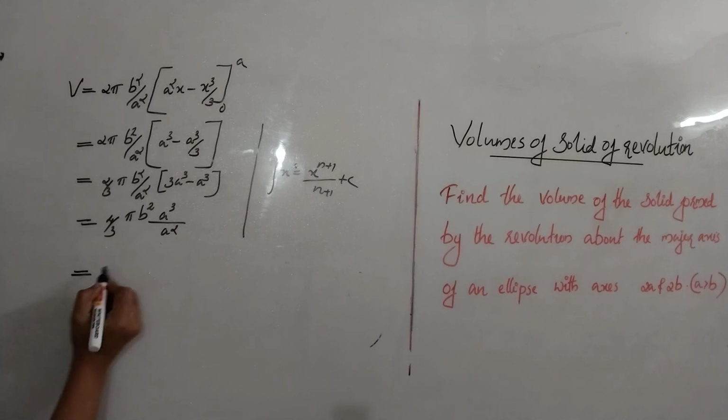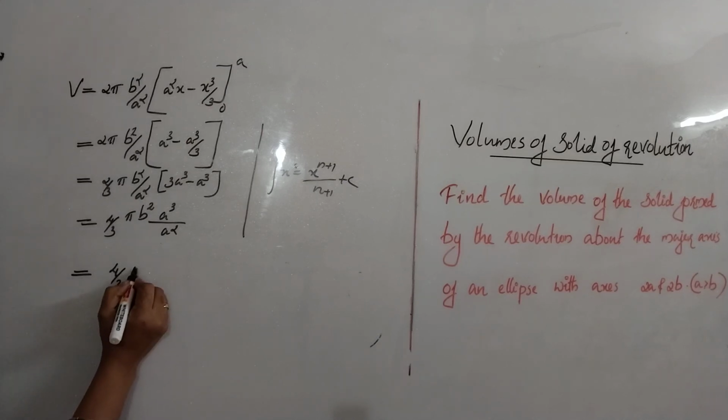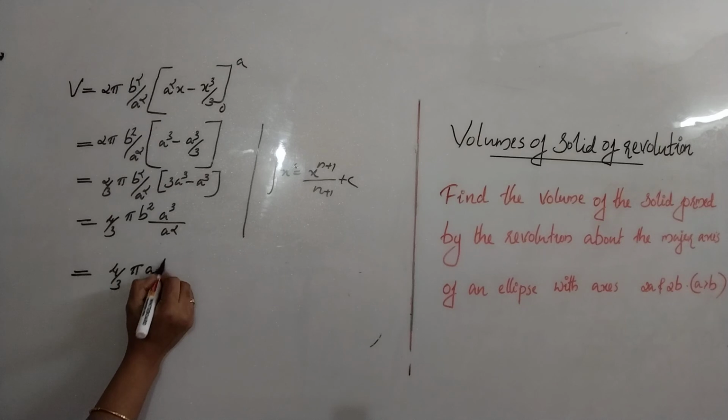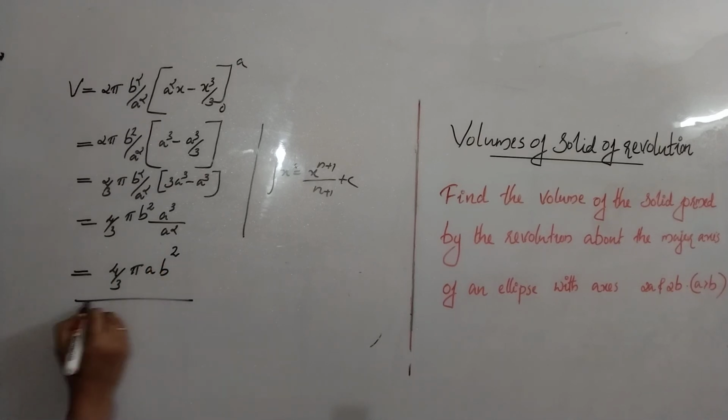So the final answer is 4 by 3 pi a b square. So the required volume of the solid formed by the revolution about the major axis of an ellipse with axis 2a and 2b is 4 by 3 pi a b square.